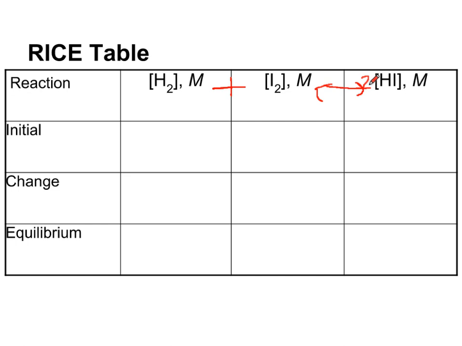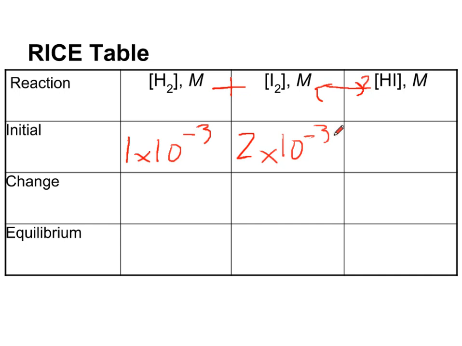And they told us the initial concentrations of the reactants. For hydrogen, it was 1 times 10 to the negative third. And they've given us the molar up here in the brackets. That means molarity. I'm just going to leave the M out of here. For iodine, it was 2 times 10 to the negative third.